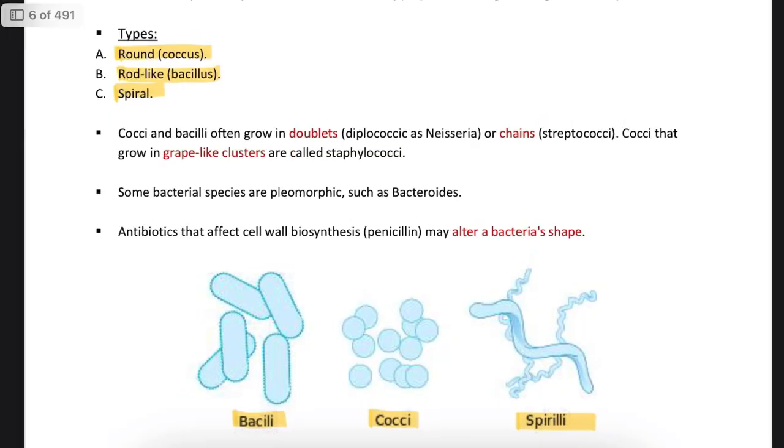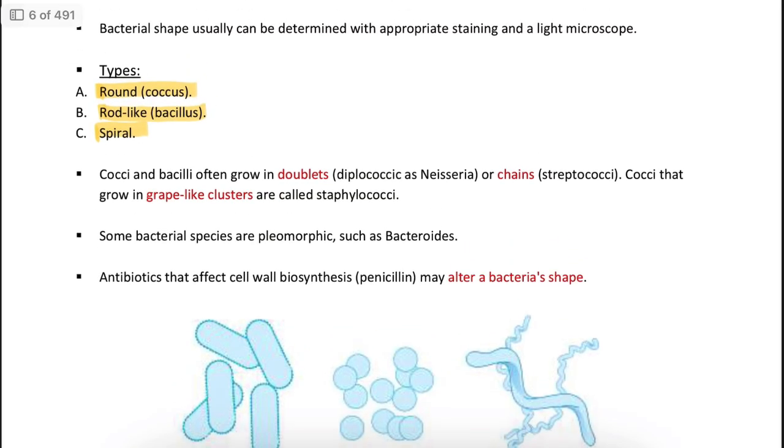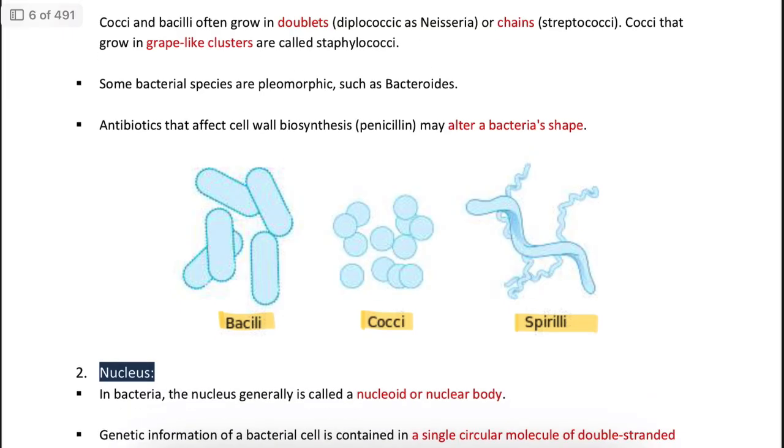We also have some special patterns. Diplococci means paired, for example Neisseria. Chains, for example Streptococcus. And clusters, like grape-like clusters, for example Staphylococcus.